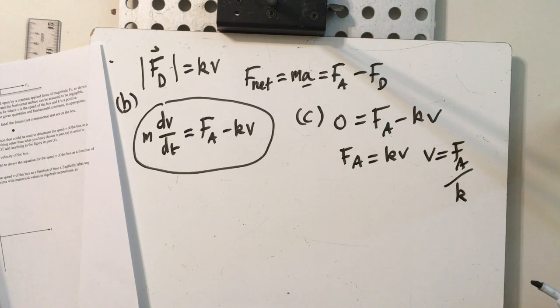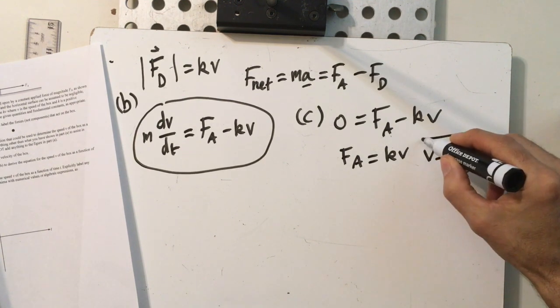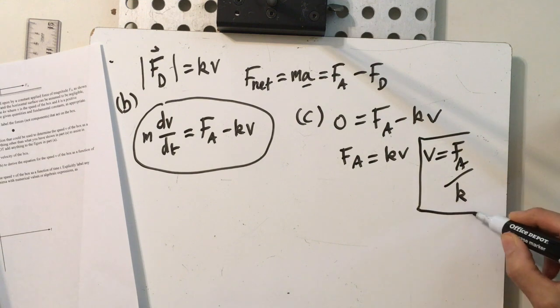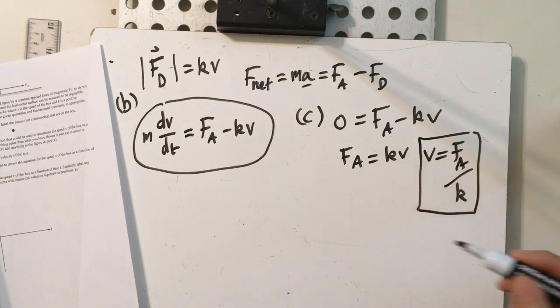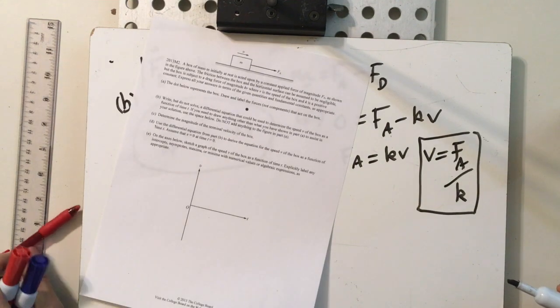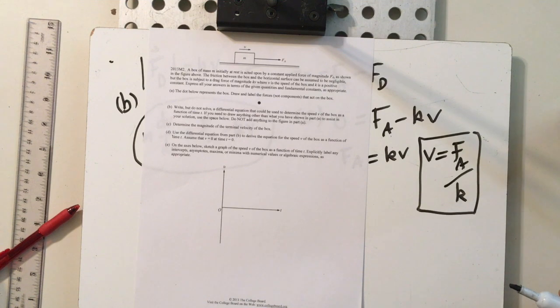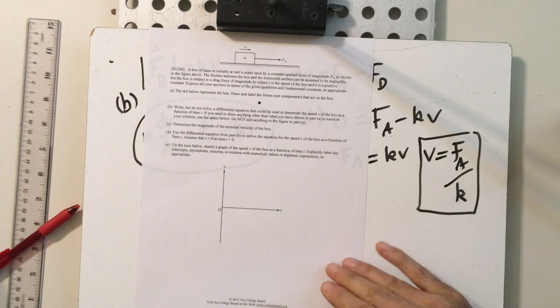Part D is the most interesting part. This F_A over k is going to show up again in part D, which is kind of nice that they had us do it before we did part D. In part D, it says use the differential equation from part B to derive the equation for the speed v of the box as a function of time t. Assume that v equals 0 at time t equals 0. So let me erase what I've got and we'll run through that.